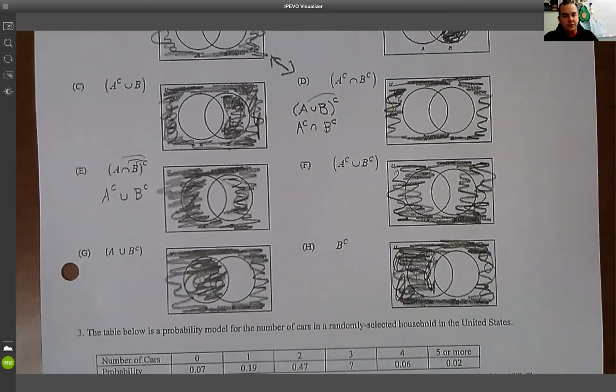So hopefully, again, that's just a way to get your head around what Venn diagrams are. What I'm going to do is create another video and we'll talk about some of the other problems.